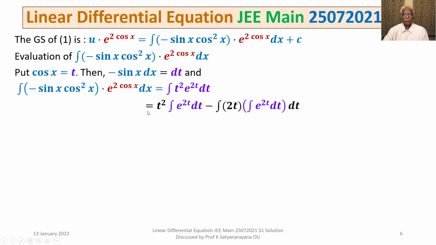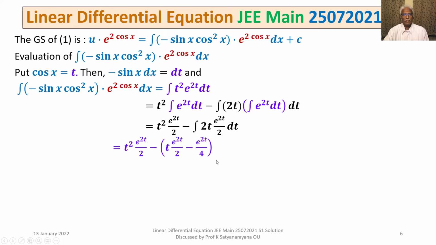So that is first function t square into integral of the second e power 2t dt, minus integral of the derivative of the first function 2t into integral of the second function e power 2t dt. Now this is equal to t square into integral is e power 2t by 2 minus 2t into this integral is e power 2t by 2, the 2 cancels, and integrating t e power 2t dt again by parts. We do it and we get this answer.